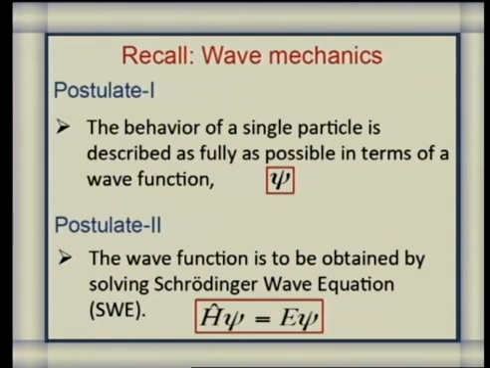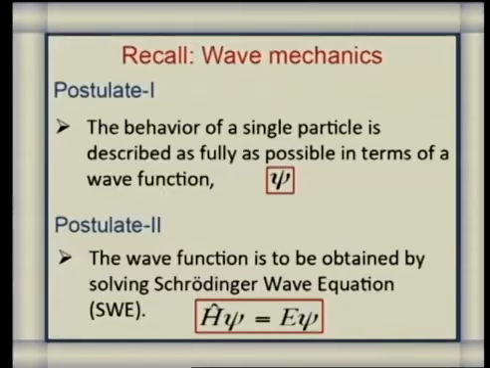That means if I'm talking about the behavior of an electron in an atom, or an electron confined as a particle in a one-dimensional box, the behavior of that electron or particle can be described as fully as possible in terms of psi, which is called a wave function. The second postulate tells me that this wave function can be obtained by solving the Schrodinger wave equation, which is given as H psi equals E psi, and this H you see here has a caret on it.